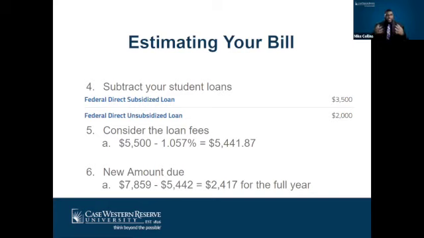And you can see, okay, this is what the amount is for the full year. Half of that should be due for the fall semester, and bills are due by the end of the second week of classes. So that'll be around the first week of September for this year. And then the second half would be due at the end of the second week of classes for the spring semester, which is typically around the end of January.